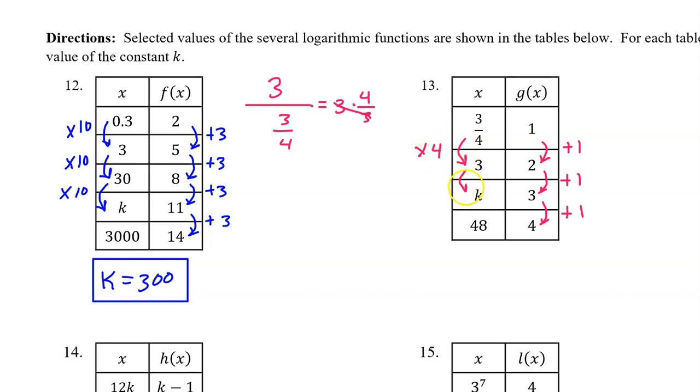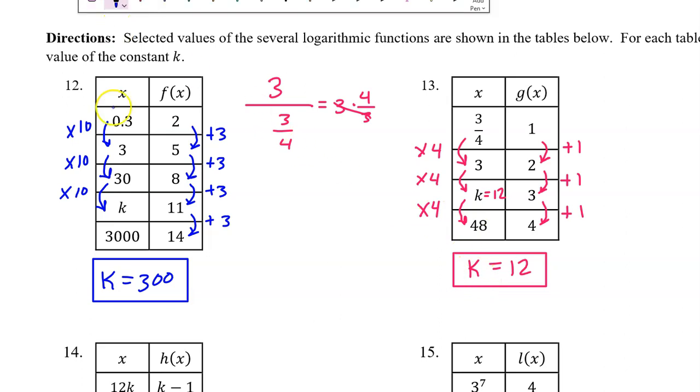Applying that ratio again, 3 times 4 is 12. So k is going to equal 12. We can check our answer by following through. Should have done this on the last problem. But if we follow through and apply the common ratio again, let's make sure that we are getting 48. So k is 12 now. 12 times 4 is 48. So k is definitely the answer.